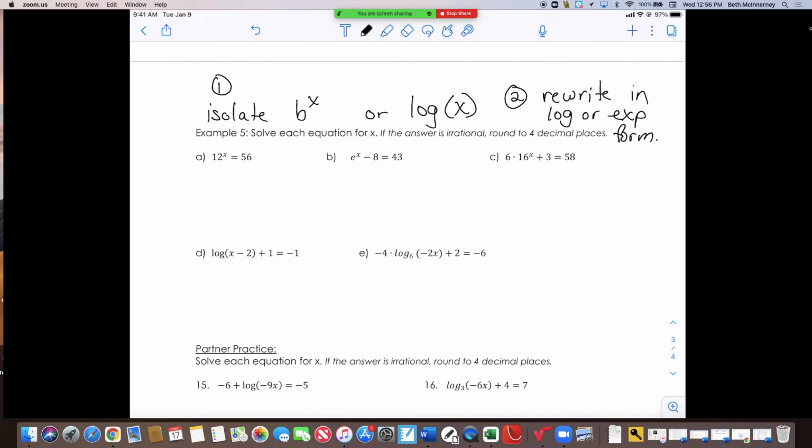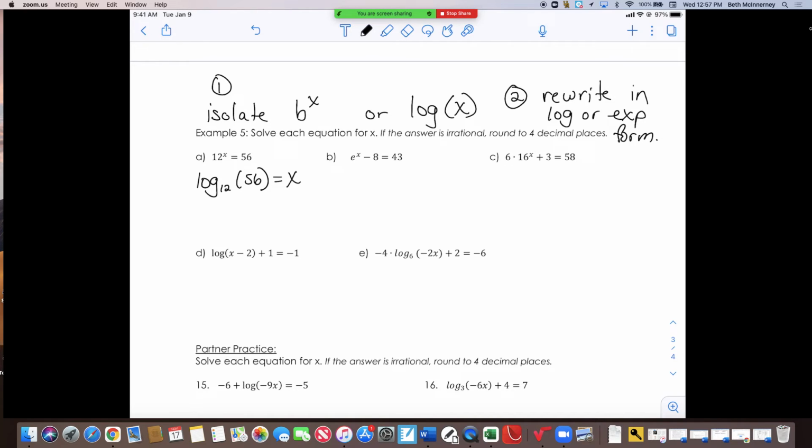So let's do a few of these. If I have 12 to the x equals 56, so I'm not doing an inverse. Let me stop here a moment. We're not doing an inverse. Do you understand that? Nowhere does it say find the inverse. This is solve for x. So my 12 to the x is alone on the left side. So all I'm going to do is rewrite this now in logarithmic form. My base is the base. The answer to a logarithm is the exponent in exponential form. So this is log base 12 of 56 equals x.